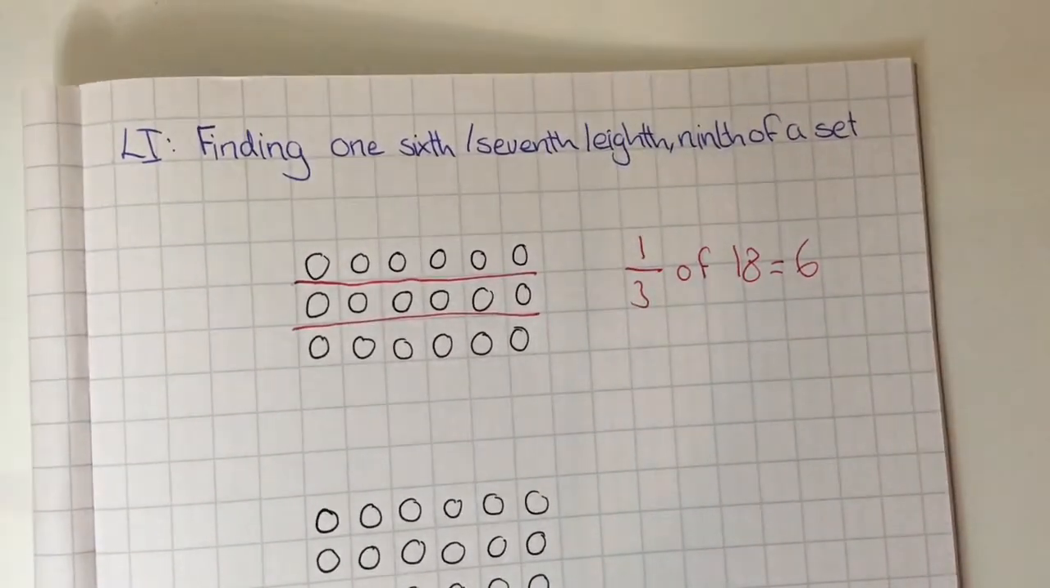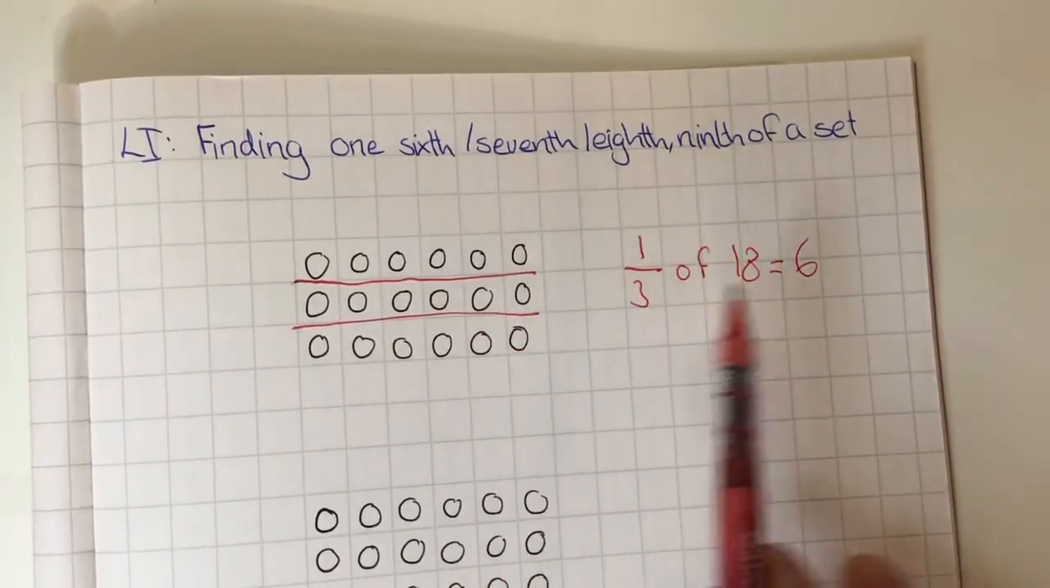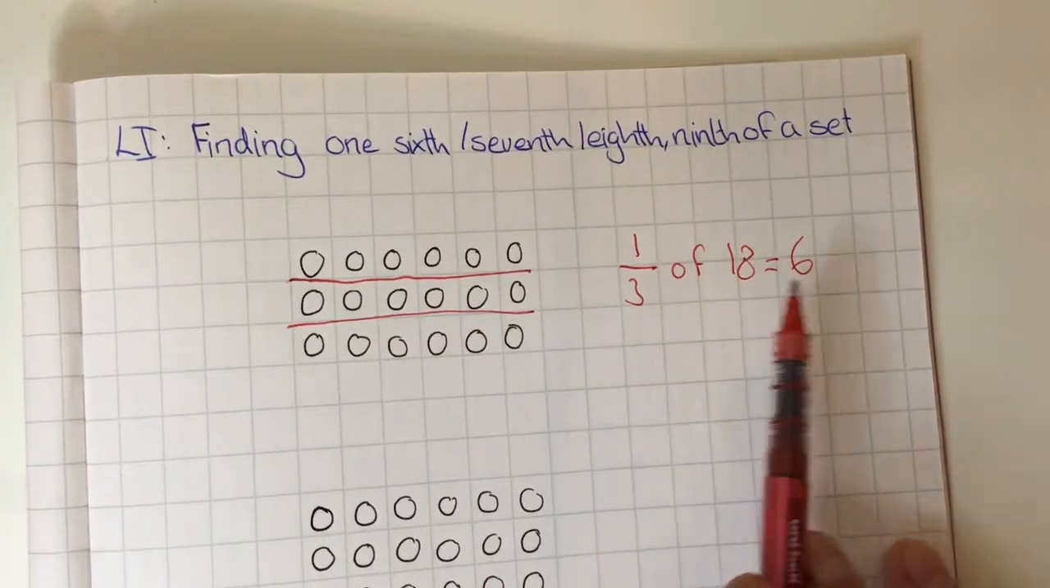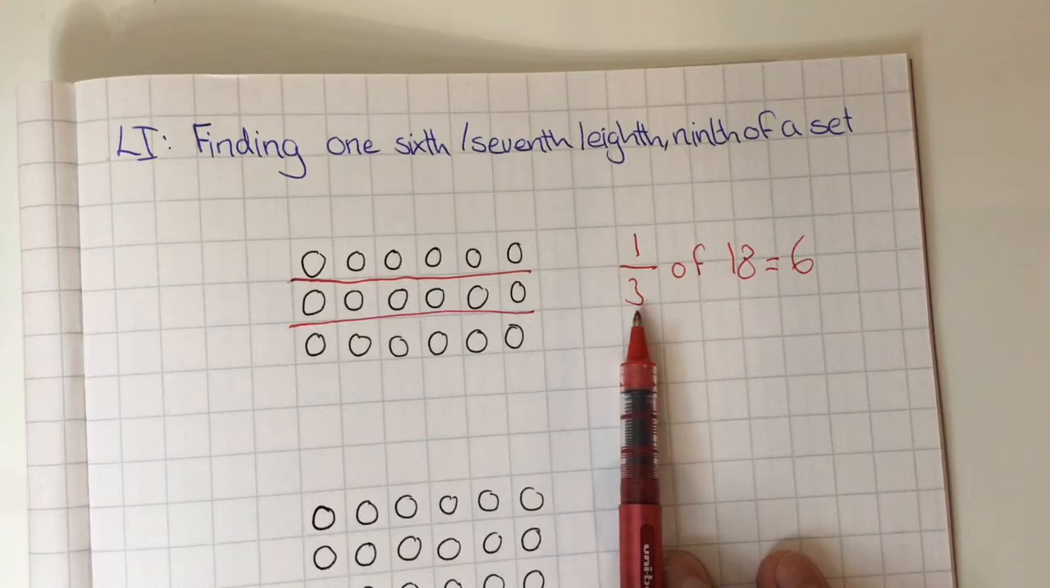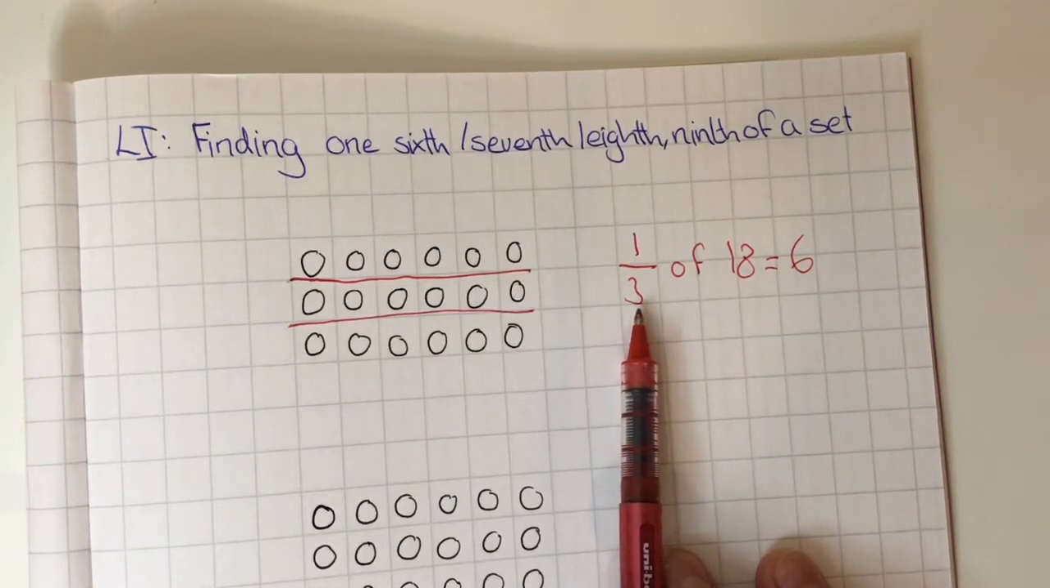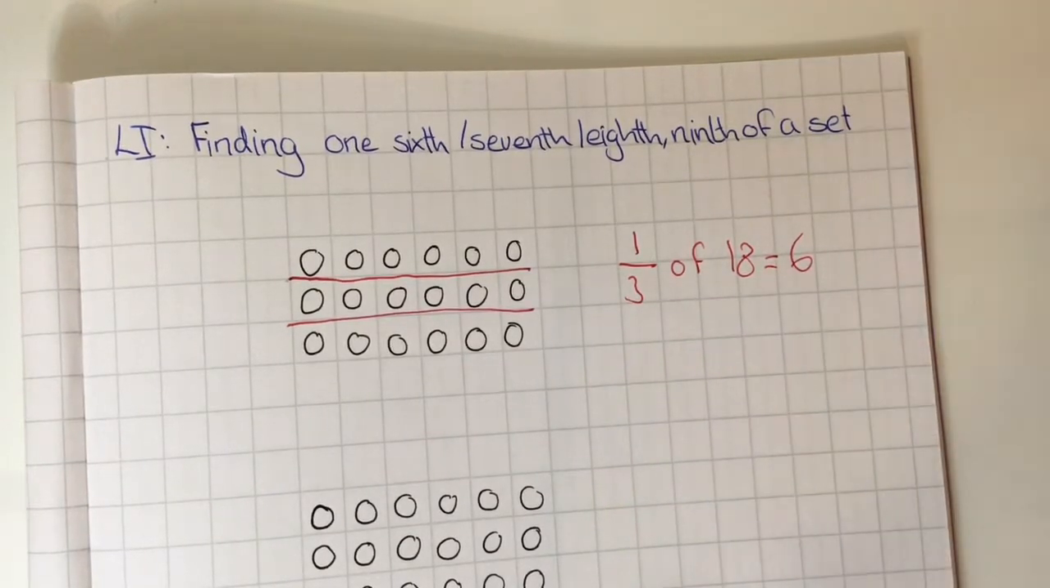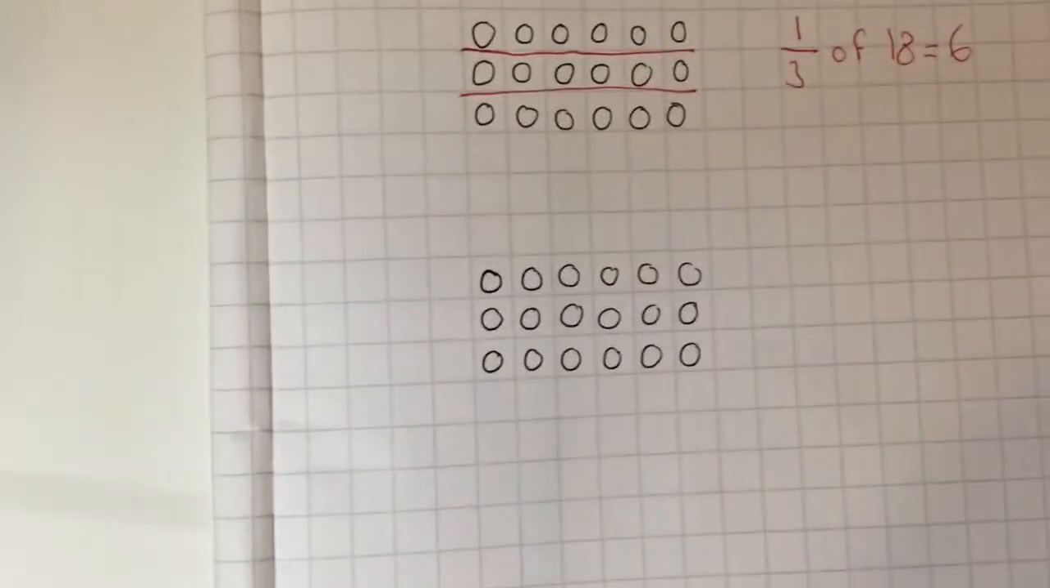equals 6. So how did I get that? I did 18 divided by 3 to give me 6. So the total amount divided by how many I split it into gives me 6. Okay, let's look at my second set.